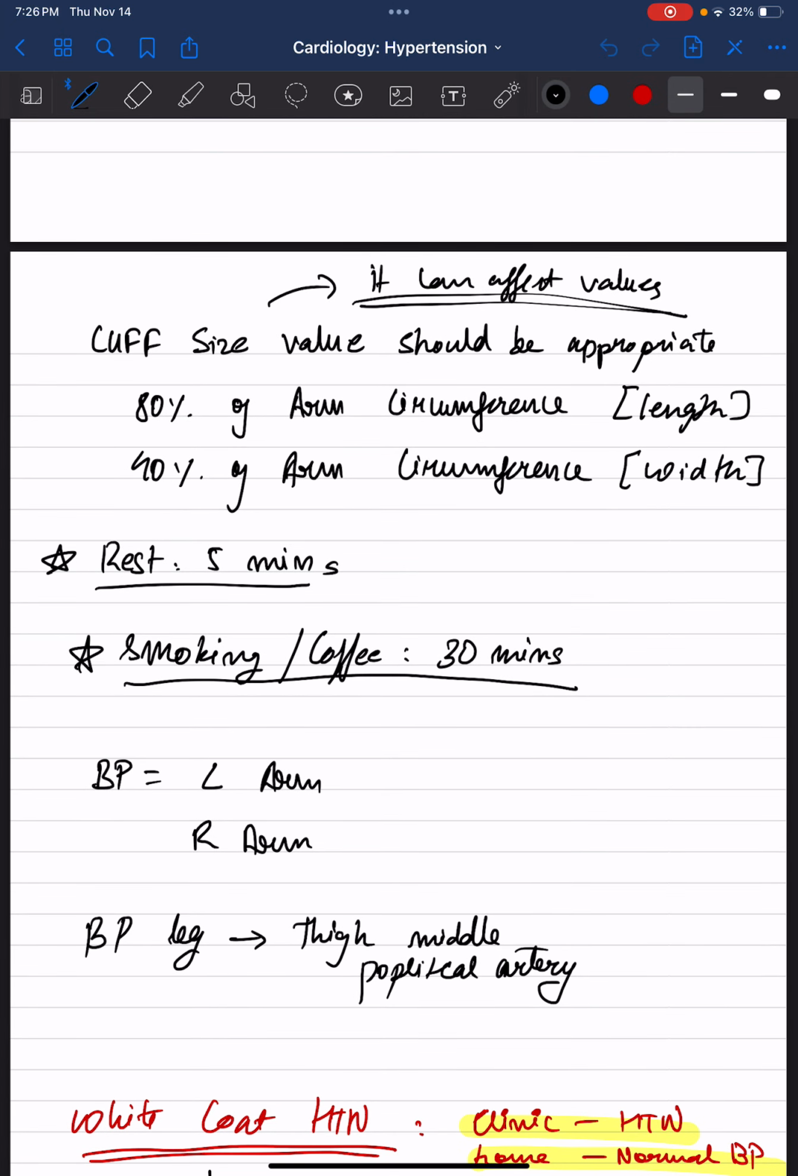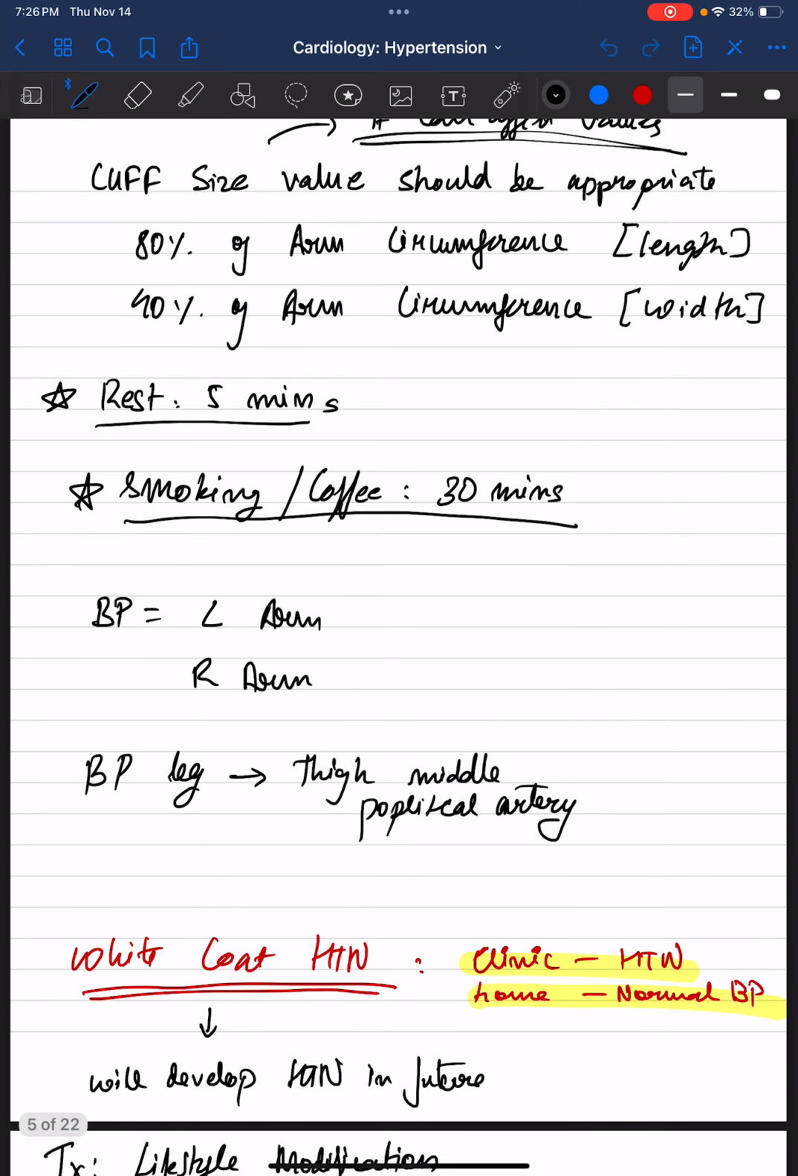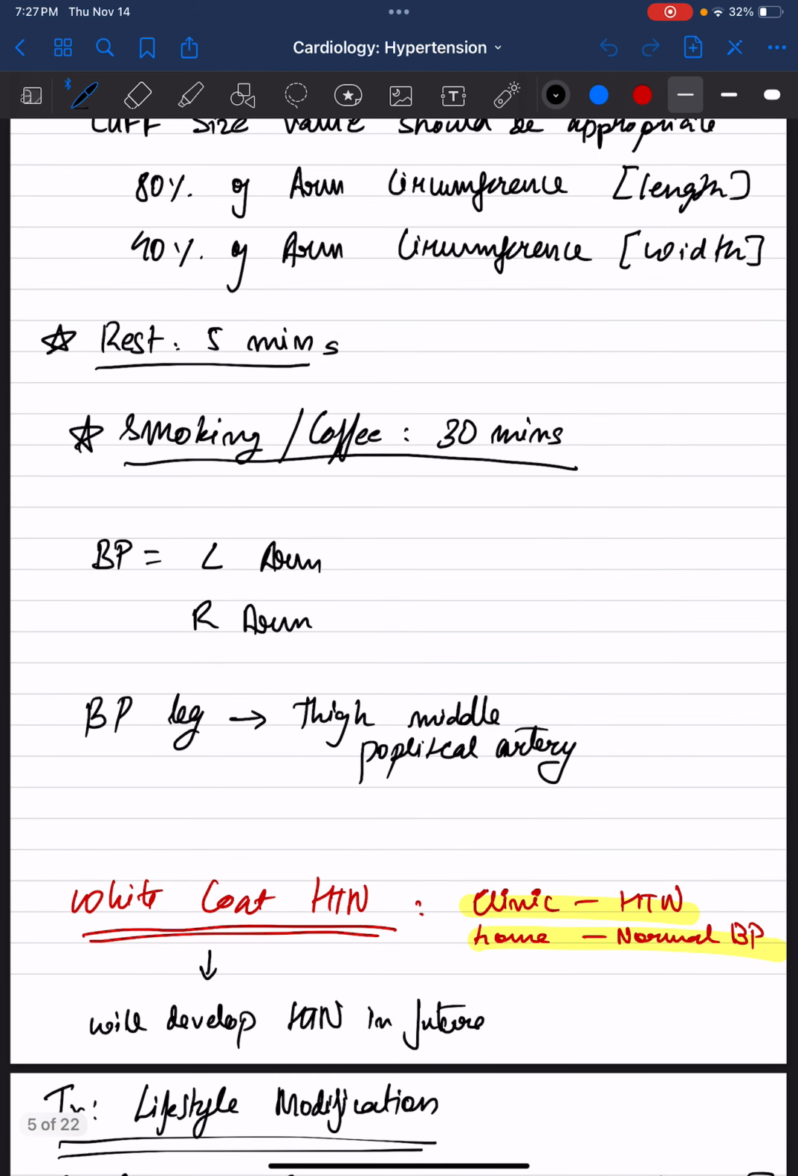Cuff size when measuring BP should be appropriate because it can affect the values. The cuff size should be 80% of the arm circumference in length and 40% of the arm circumference in width. If the patient has come walking or jogging or was doing something, you should ask the patient to rest for 5 minutes before taking his BP. And if the patient was smoking or having coffee before coming, you should ask the patient to wait for 30 minutes before taking the blood pressure.